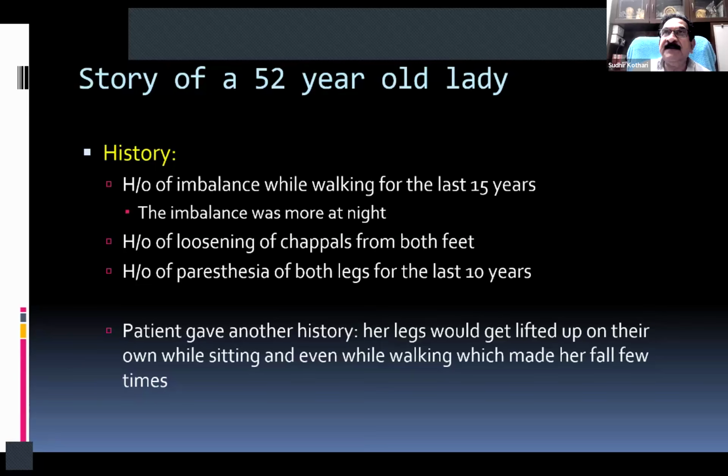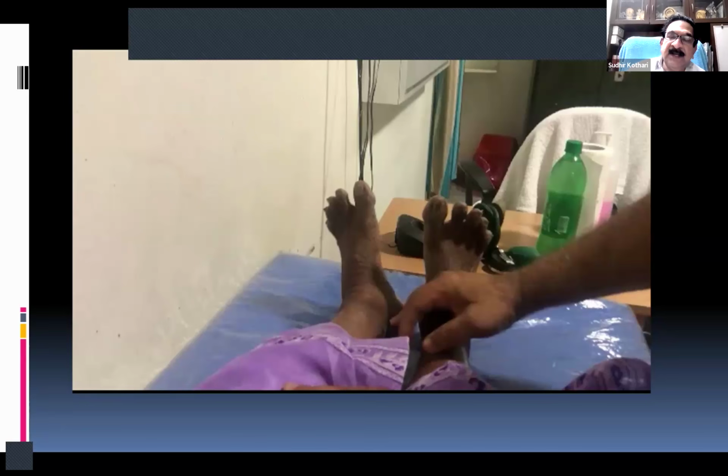The patient gave another history. Her legs get lifted up on their own while sitting and while walking, which made her fall a few times. She said while walking, her left leg will go up on its own and make her fall. Otherwise, she has imbalance, paresthesia in both feet, and loosening of the chappals, most likely a sensory ataxia problem in that patient.